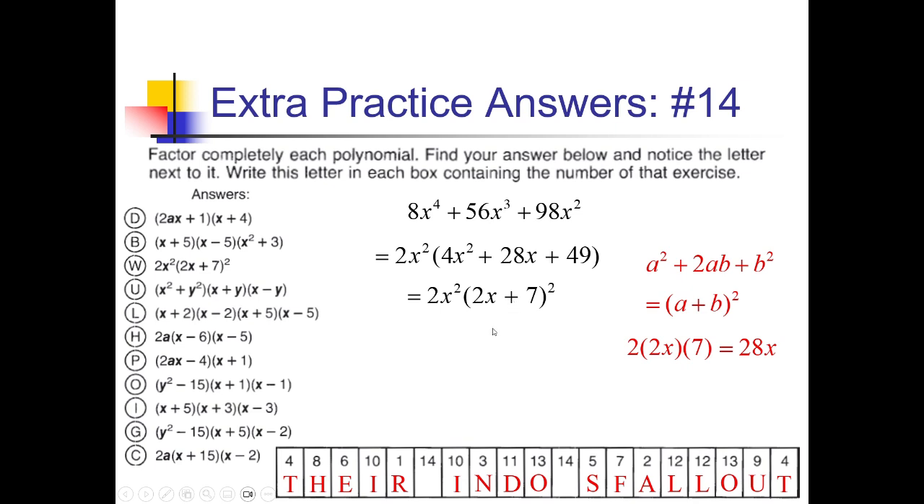Looking over on the left to see if I can find that, I've got my 2x squared and my 2x plus 7 quantities squared. So that's going to be a W going in the 14th spot. So that goes right there. And also another one for the last spot, 14.